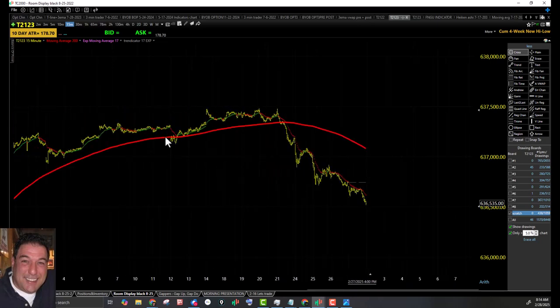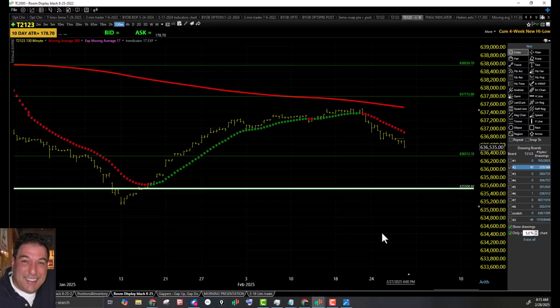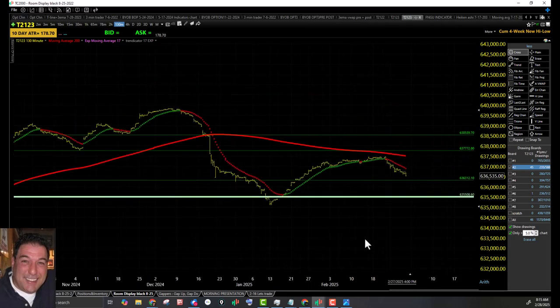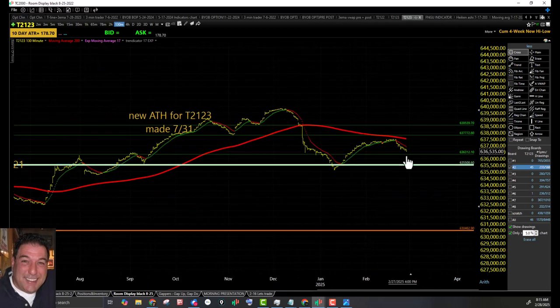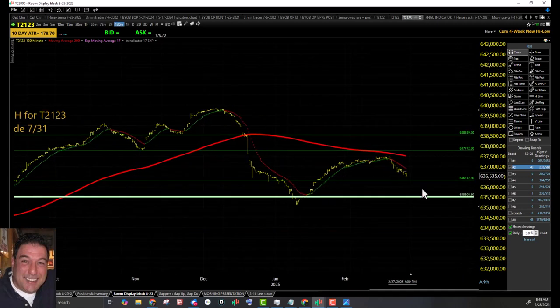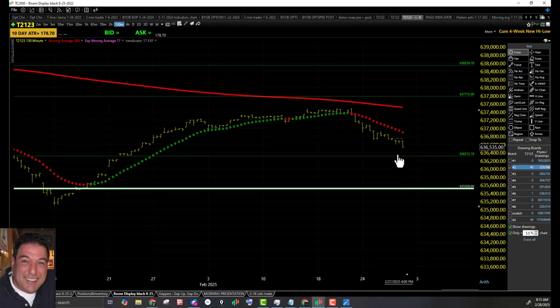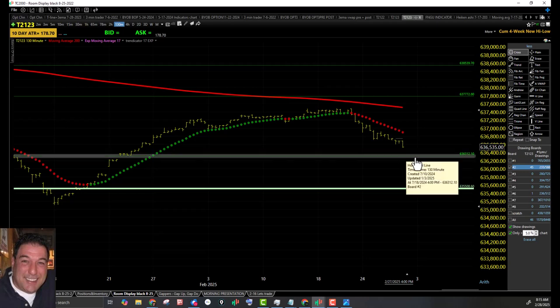Still caught underneath this falling 200 SMA right there. Got a falling 200 SMA. On the 3-bar chart, it looks like we're coming back to a prior all-time high. That's that thin green line right here. You can see price action on the 3-bar chart put in 3 more red candle bars right there, coming back to this prior all-time high.